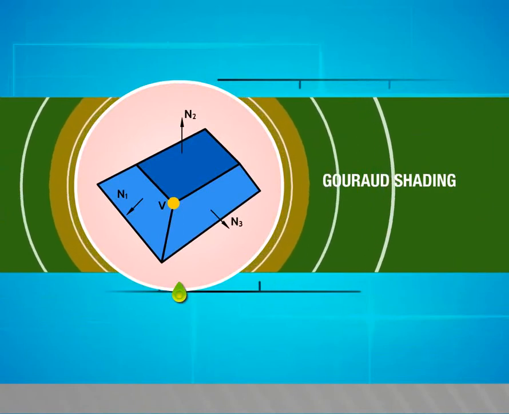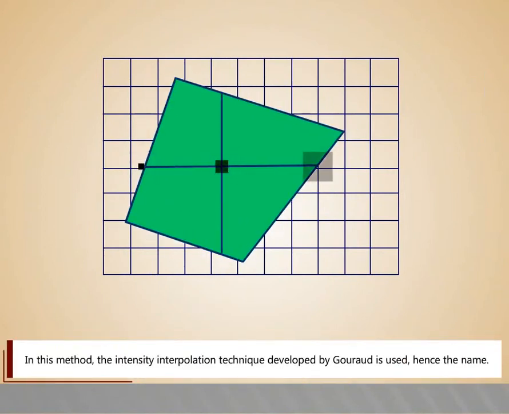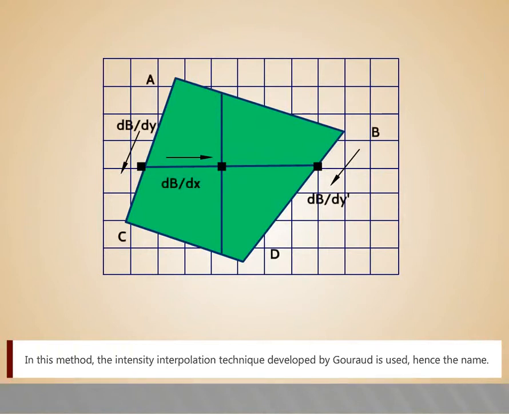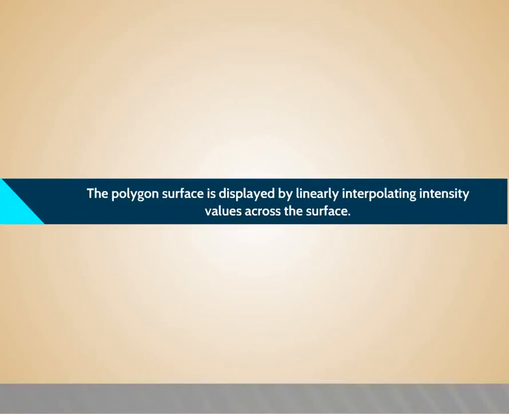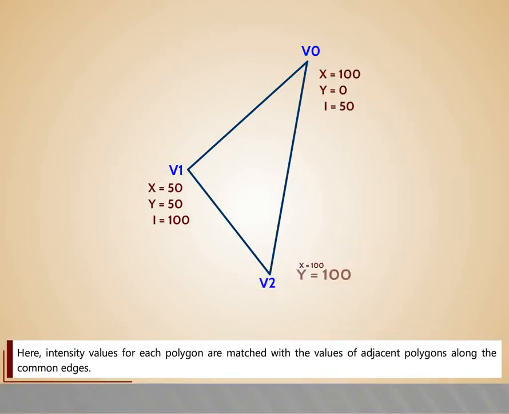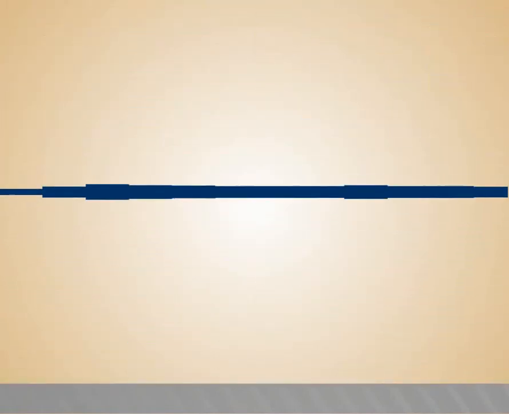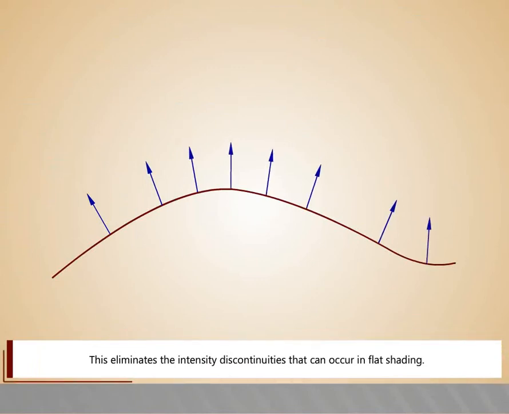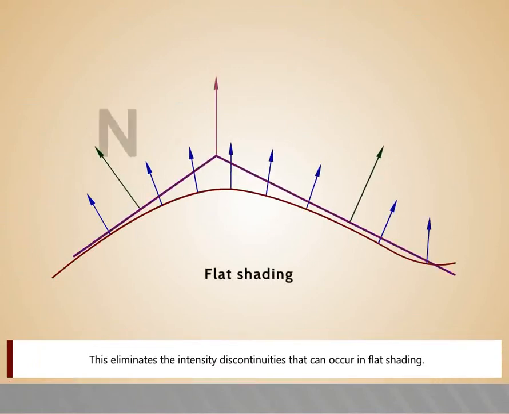Gouraud shading. In this video, we are going to see about Gouraud shading. In this method, the intensity interpolation technique developed by Gouraud is used, hence the name. The polygon surface is displayed by linearly interpolating intensity values across the surface. Here, intensity values for each polygon are matched with the values of adjacent polygons along the common edges. This eliminates the intensity discontinuities that can occur in flat shading.